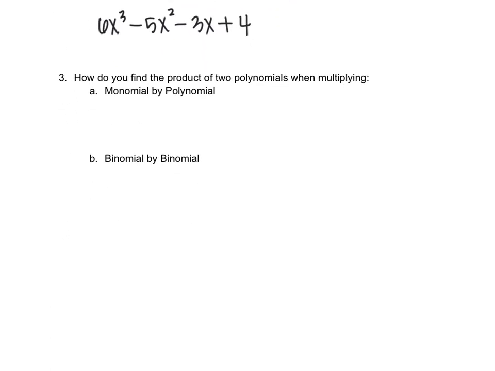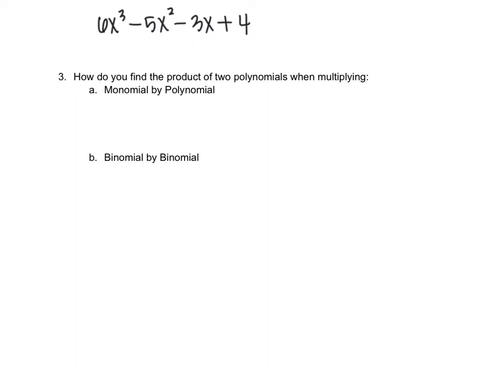Next, we're going to take a look at multiplying. So the first type of multiplying we discussed is multiplying a monomial by a polynomial. So something like 4x squared times 5x squared minus x plus 9. Okay, so here when we multiply, we add our exponents, okay, and we multiply their numbers.